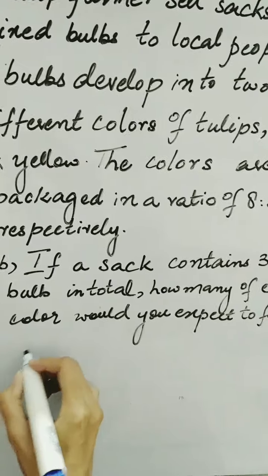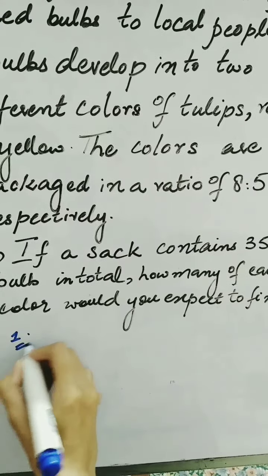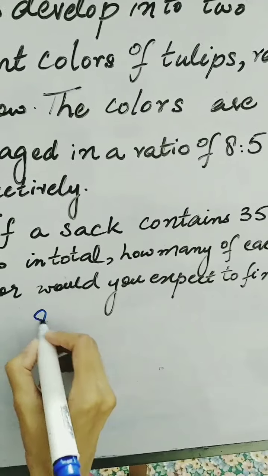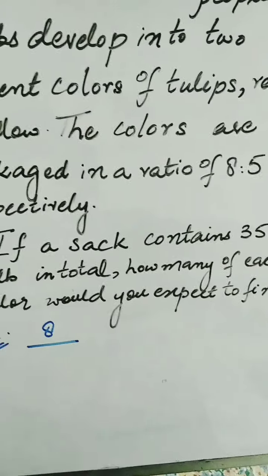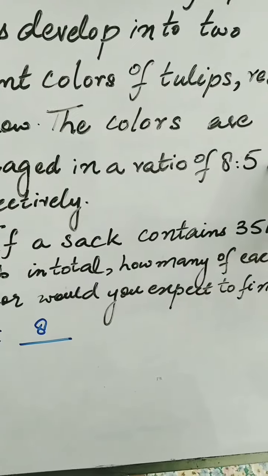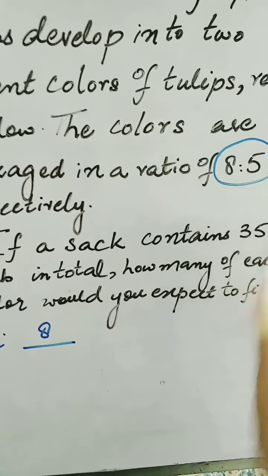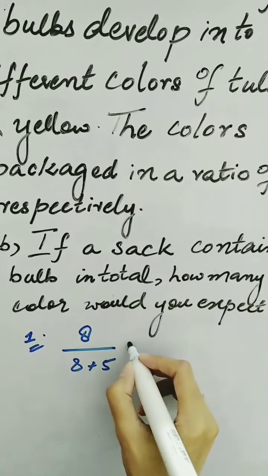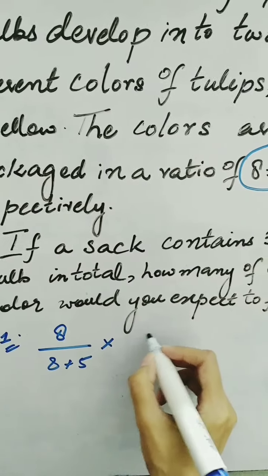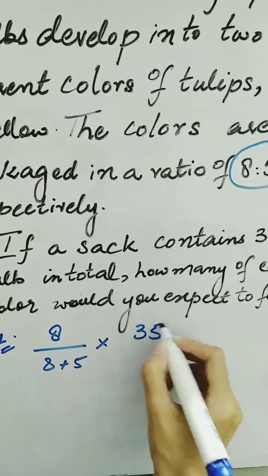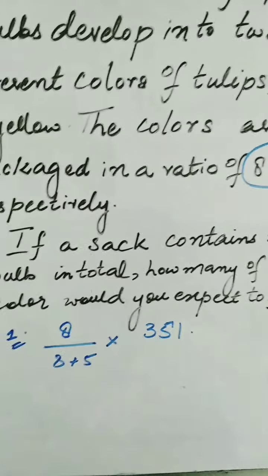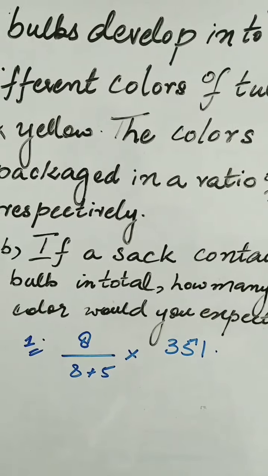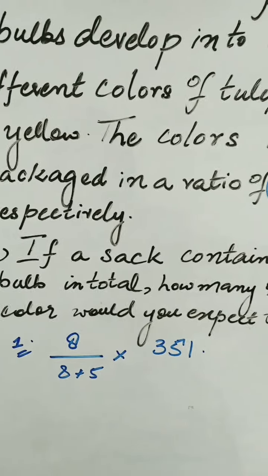So first of all, we are going to find out for the red. As we know that the ratio of the red is 8, we put it in the numerator, and we are going to take the sum of the ratio, which is 8 plus 5. And then we are going to multiply this factor with the total number of bulbs. So in this way, we are able to find out the quantity of the red bulbs out of the total number of bulbs.